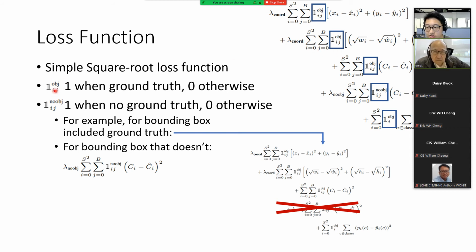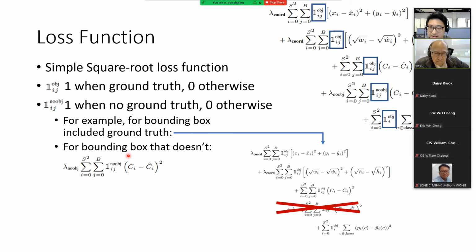The OBJ stands for object, which means it will be 1 if the boxes include a ground truth, 0 otherwise, of course. And the NOOBJ, which stands for no object, will be equal to 1 when there's no ground truth, 0 otherwise. So for example, for the boxes that include a ground truth, because we only have no object at the 4th item, we remove the 4th item. So the loss function will only have the 1st, 2nd, 3rd, and 4th items.